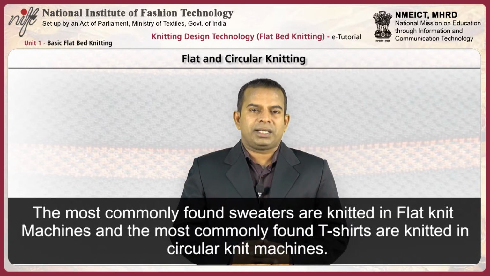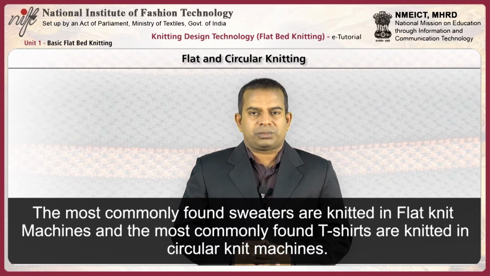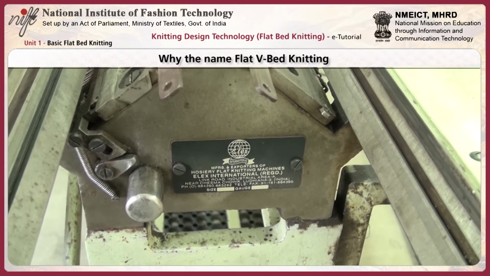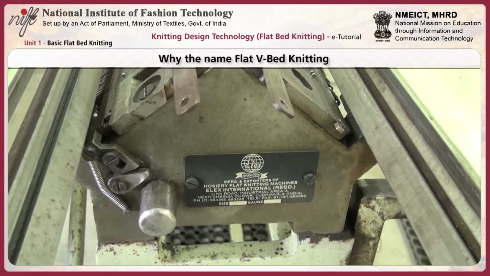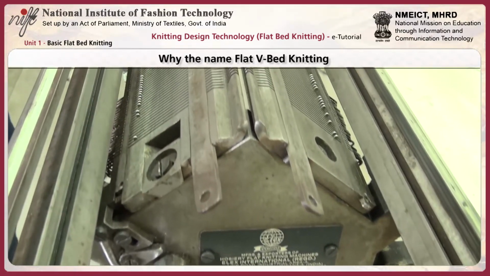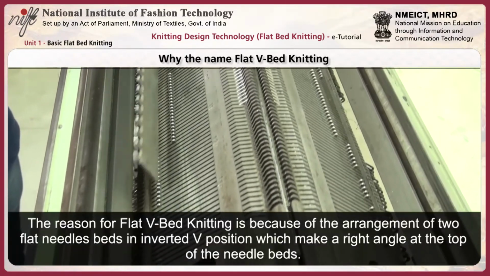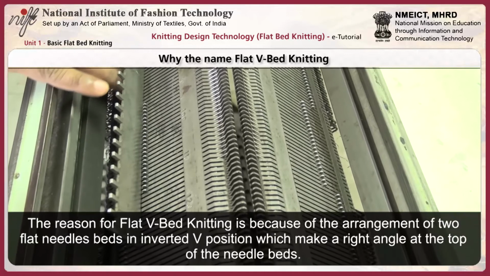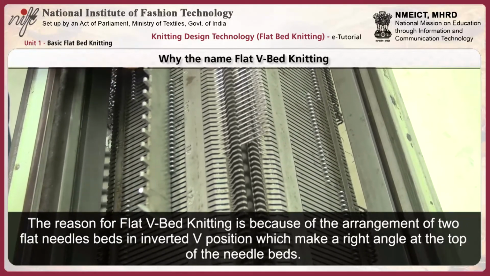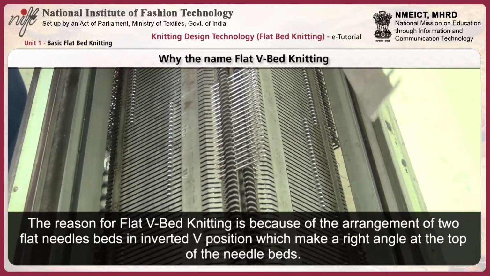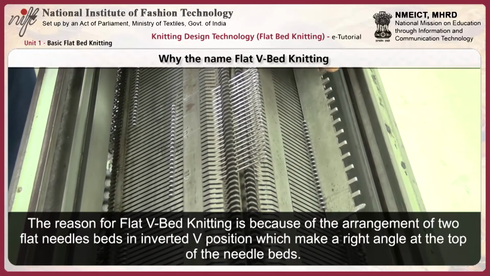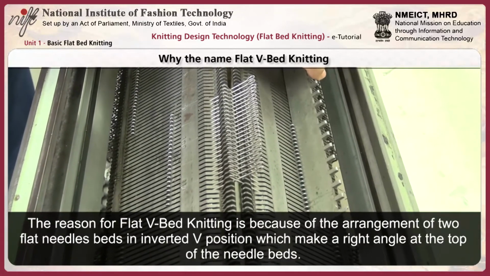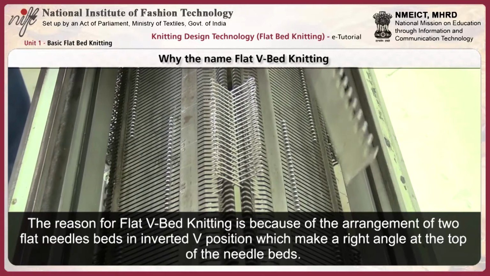The most commonly found sweaters are knitted in flat knit machines, and the most commonly found t-shirts are made in circular knitting machines. In this course, since we are concentrating on flat knitting, it will be interesting to start with the name itself. The reason for flat V-bed knitting is the arrangement of two flat needle beds in an inverted V position, which makes a right angle at the top of the needle bed.